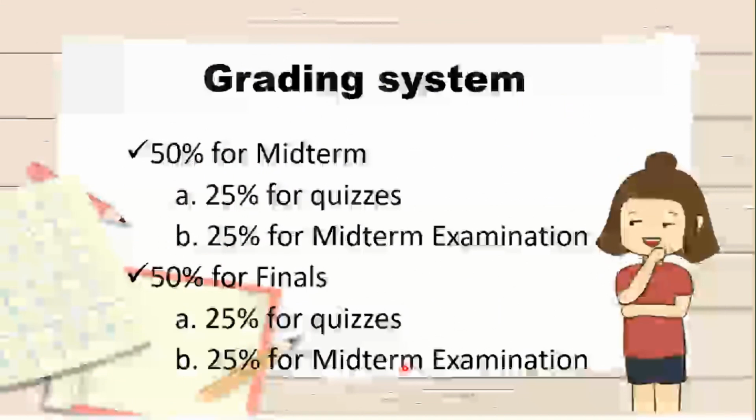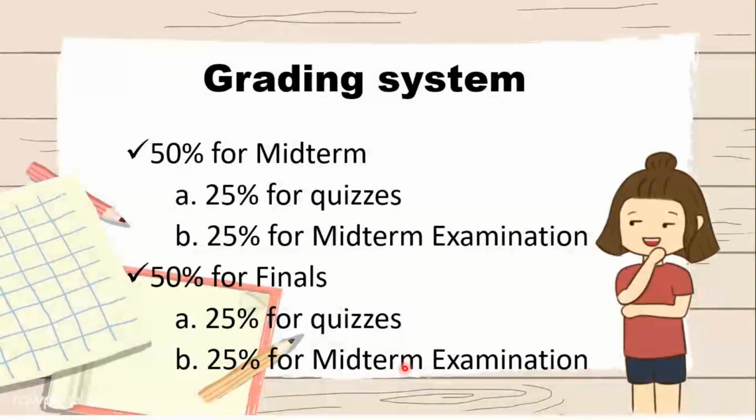Next is the grading system. 50% for midterm that comprises 25% for quizzes and 25% for midterm examination. And for finals, it is also a weighted 50% of your grade, 20% for quizzes, and 25% for your final examination.